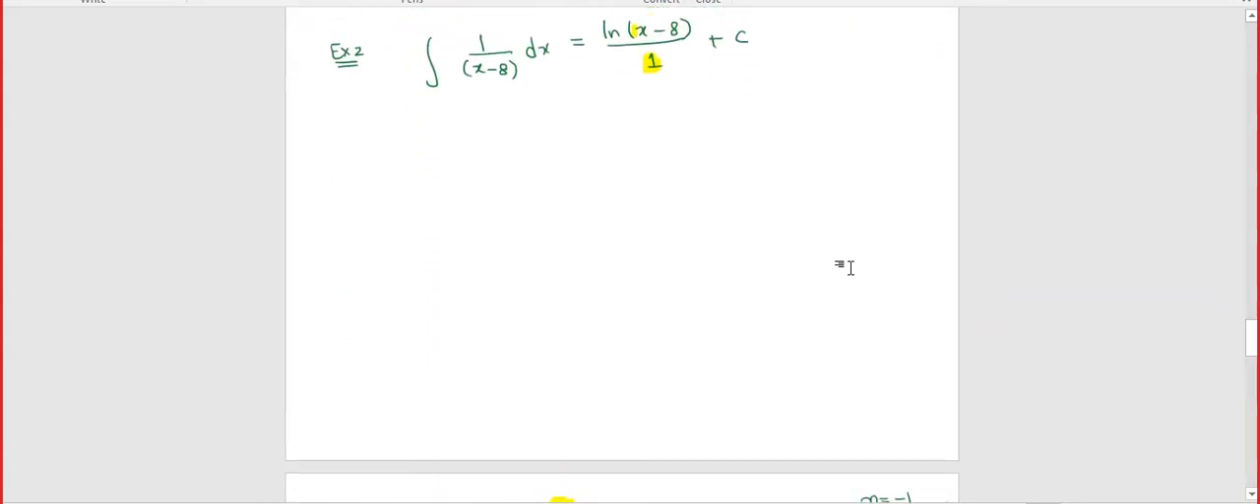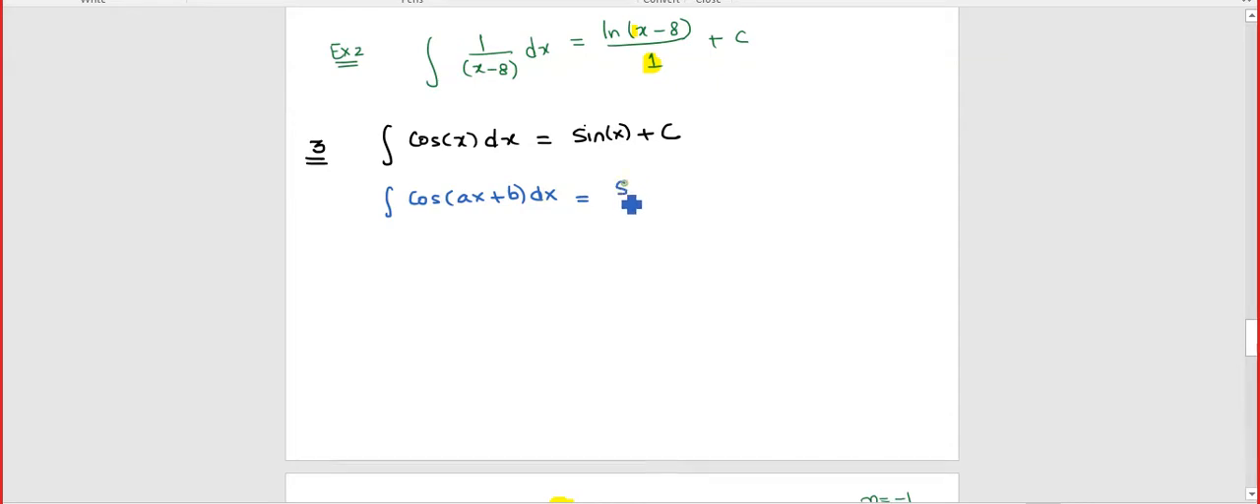So let's work on it. Let's see the third rule, integration of say cosine of x dx. It is sine x plus c. Now if you are writing it in a generalized form, cosine of ax plus b dx, it will be sine of ax plus b over a plus c.